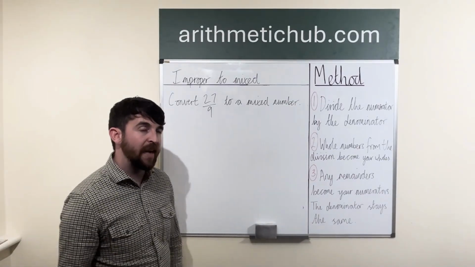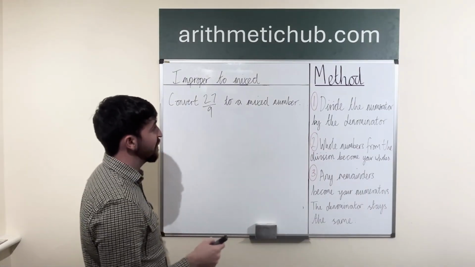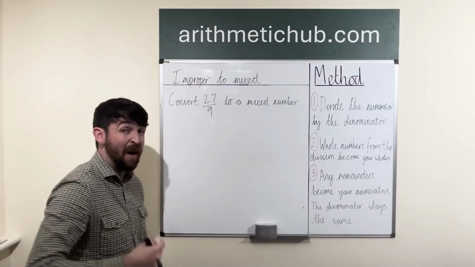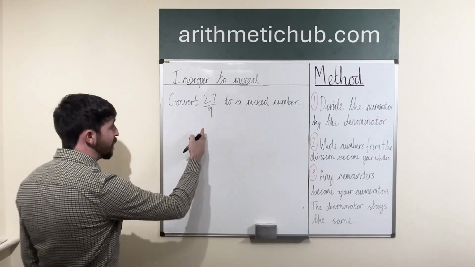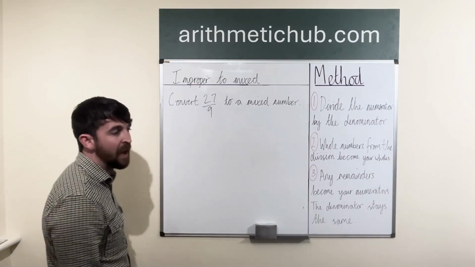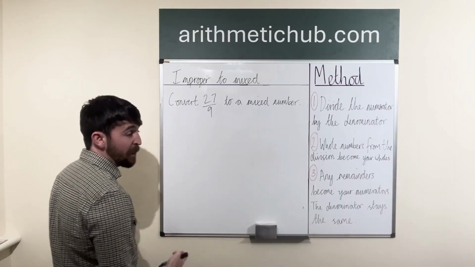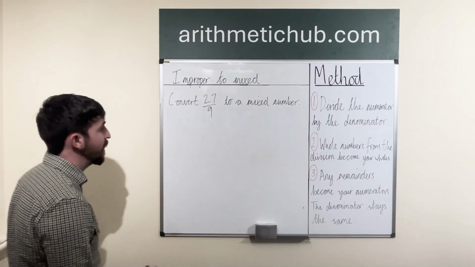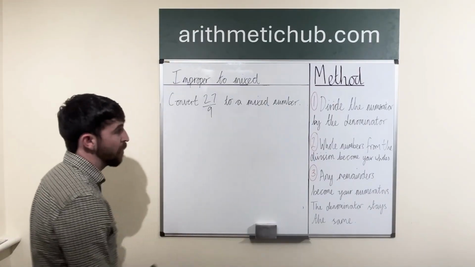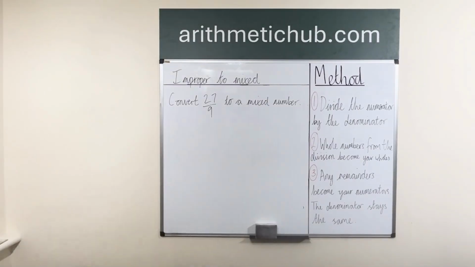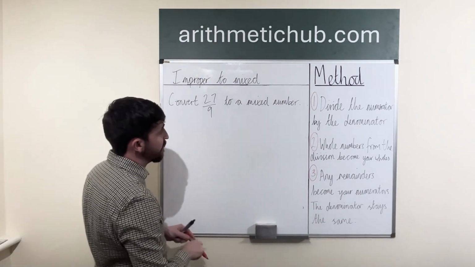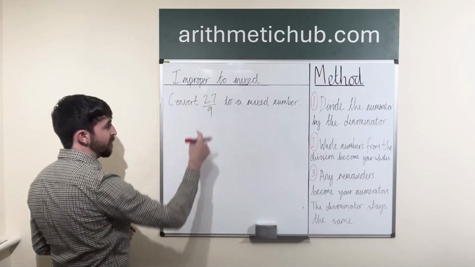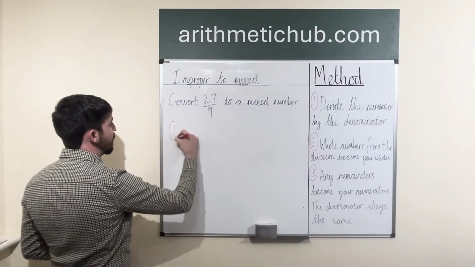Just one last thing for if we're looking at this method. Sometimes you won't have a remainder. So when it says convert 27 over 9 to a mixed number, it might not even be a mixed number. Let's have a little look at this. It doesn't have to be 27 over 9, it's just when your answer to your division has no remainders. So let's have a quick look at this one. Divide the numerator by the denominator. So first step, we're going to do 27 as our numerator divided by 9 as our denominator.